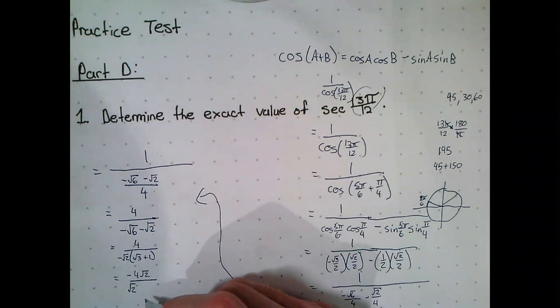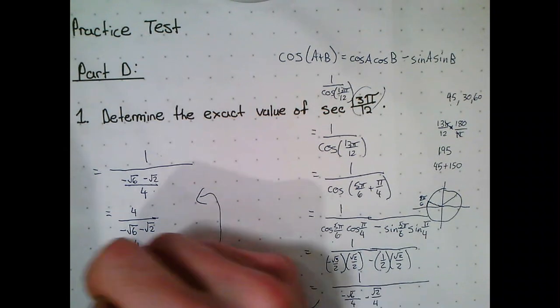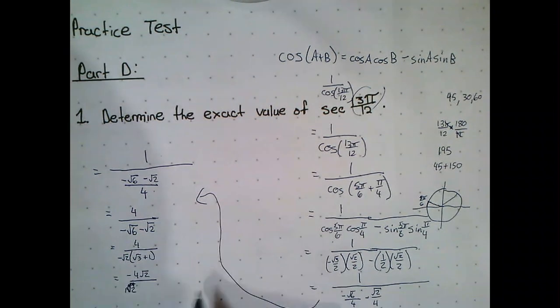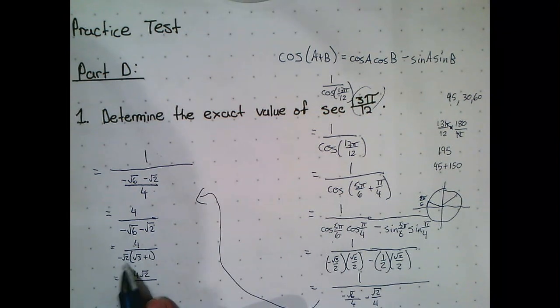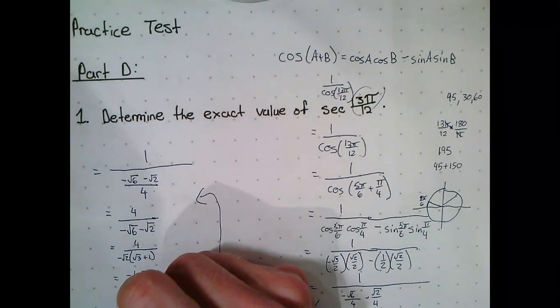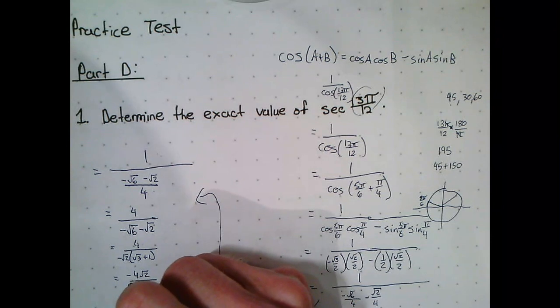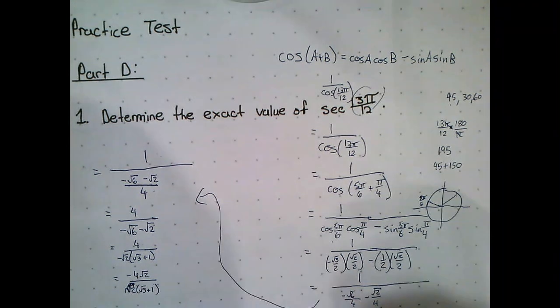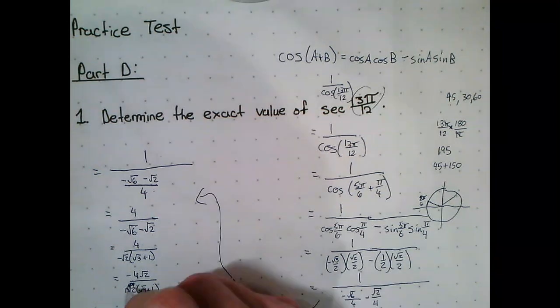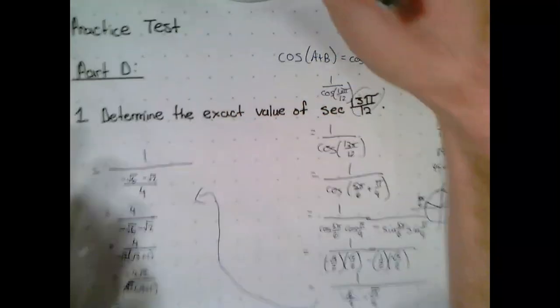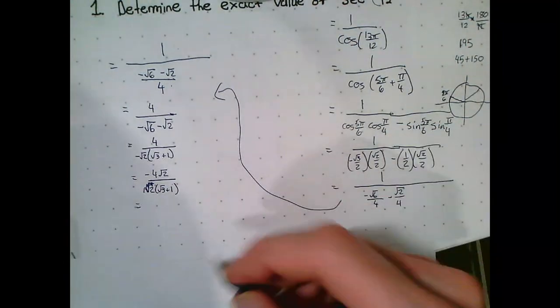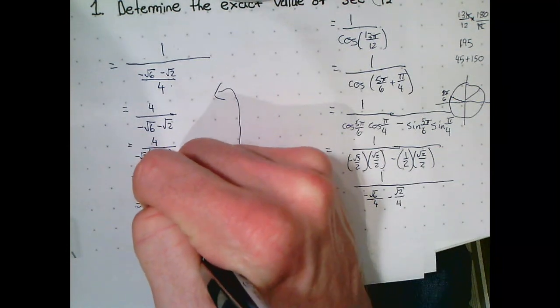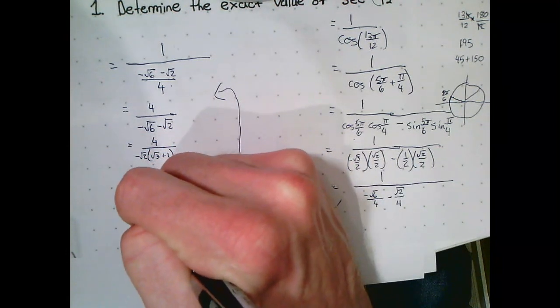So if I do multiply root 2 over 2, so this becomes multiplied by root 2 over root 2, that becomes just 2. And so that becomes 2. And I've got root 3 plus 1. And then the 2 and the 4 cancel to give us minus 2 root 2 over root 3 plus 1.